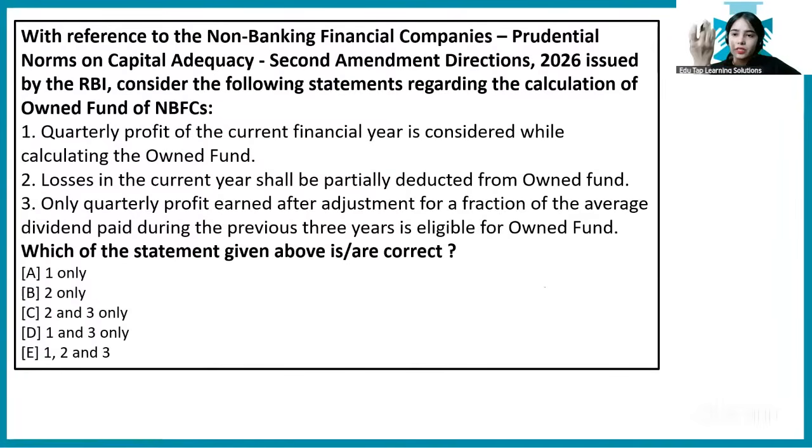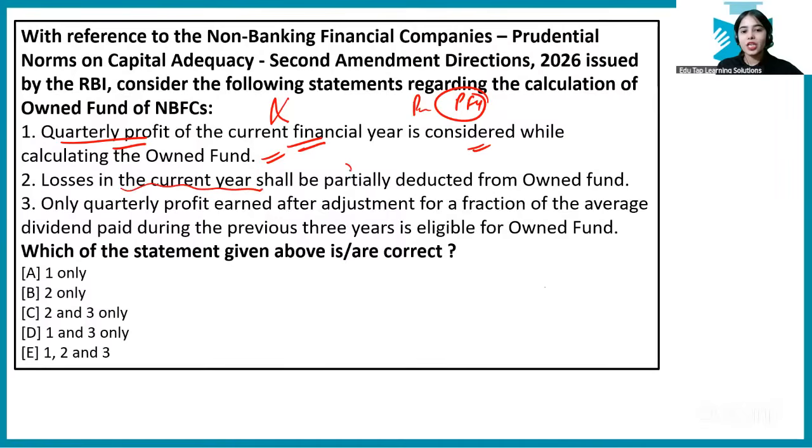The RBI has given this formula, so all the banks will have to use it. Sorry, all the NBFCs will have to use it. Now, with reference to NBFC prudential norms, quarterly profit of the current financial year is considered while calculating owned fund. Is it? Yes. Previously, it was not. Only the profit of the previous financial year, the whole year, was used for the owned fund. But now, quarterly profit can also be used for calculating the owned fund.